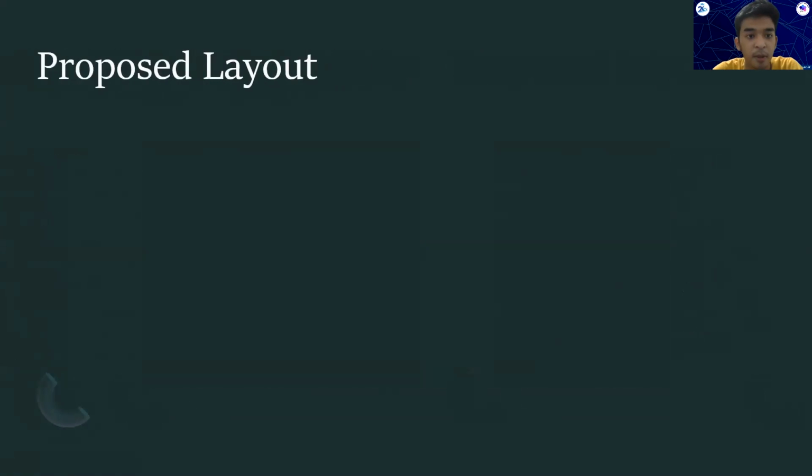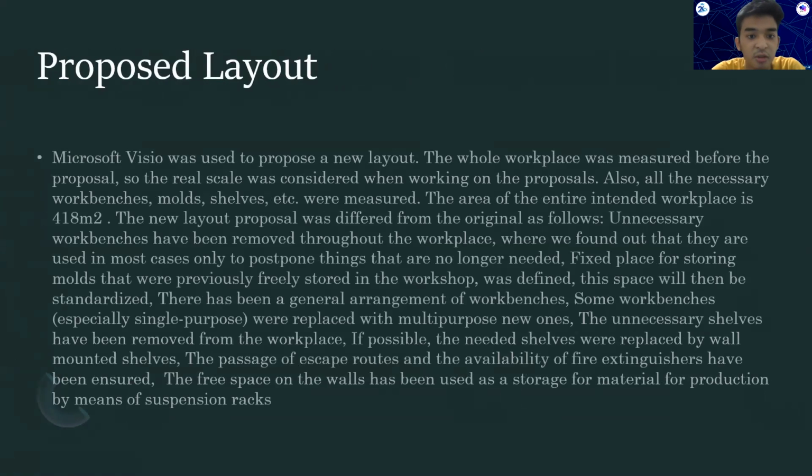And then the proposed layout. Microsoft Visio was used to propose a new layout for the workplace. The whole workplace was measured before the proposal, so the real scale was considered when working on the proposals. Also, the necessary workbenches, molds, shelves, etc., were measured. The area of the entire intended workplace is 400 square meters. The new layout proposal differed from the original as follows.